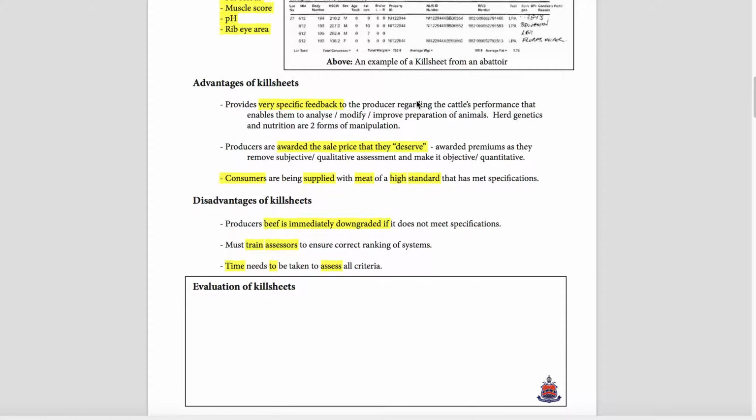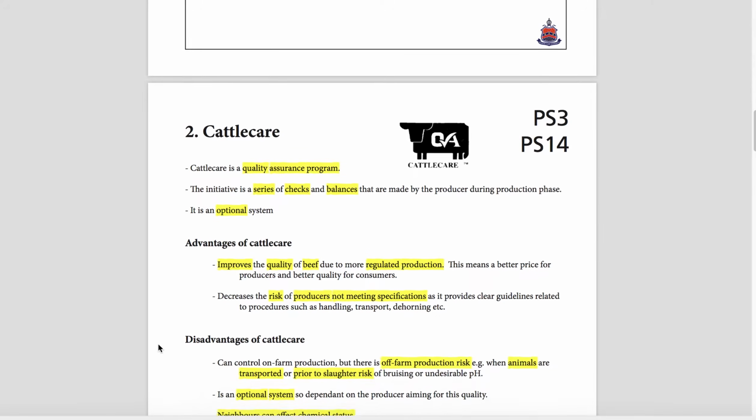That kind of information is what's happening here from the farmer. They're getting the exact measurements, objective measurements, not subjective information, about how their animals have performed, which is really important. So, kill sheets are really great, and you should write something in there about why they're good. So you need to have an assessment, you need to give your judgment, and you need to say why. And so there's plenty of information there, in what I've told you, to be able to do that.